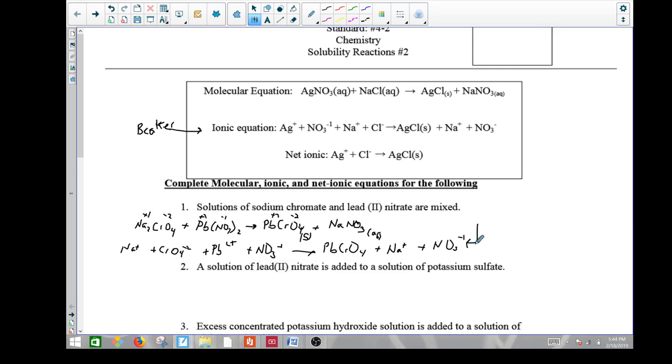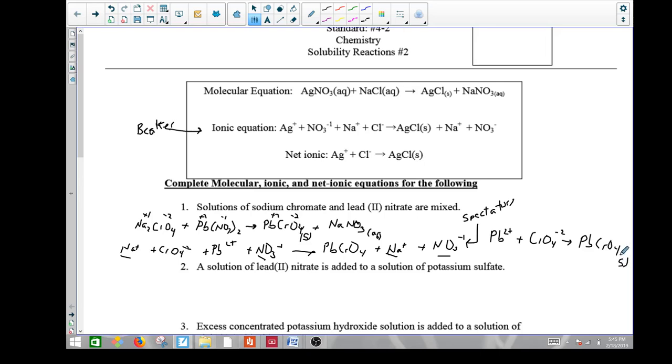All right, net ionic. It's going to remove what's called the spectators, the things that don't do anything. Things that are exactly the same on both sides. The sodium and nitrate are completely unchanged, and therefore they would be removed. We call these spectators. Therefore my net ionic equation is simply a lead ion, Pb2+, and a chromate ion, CrO4 2-, forming PbCrO4.